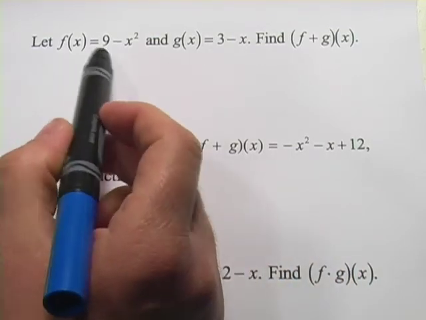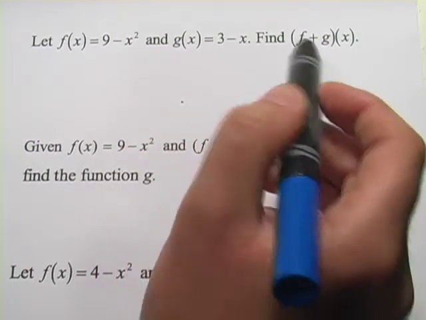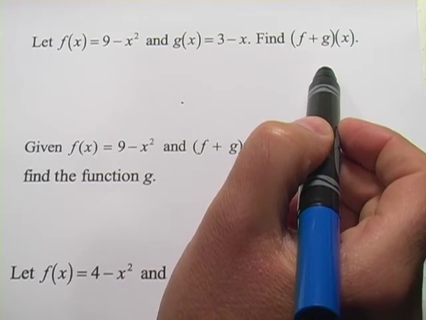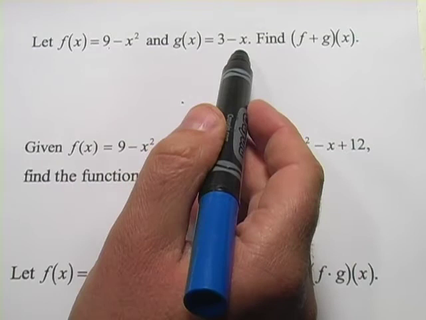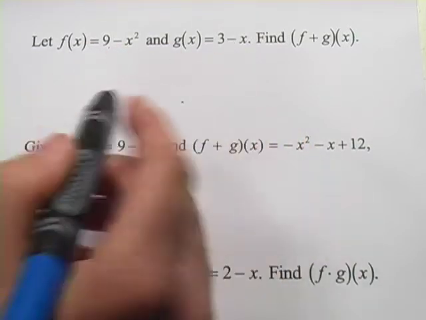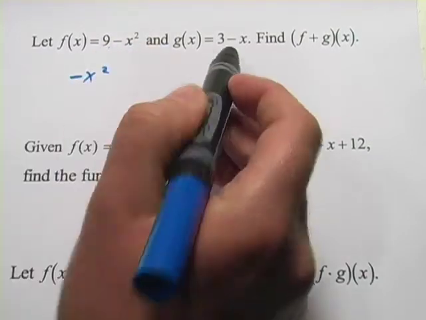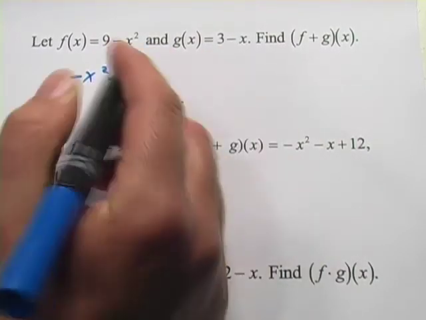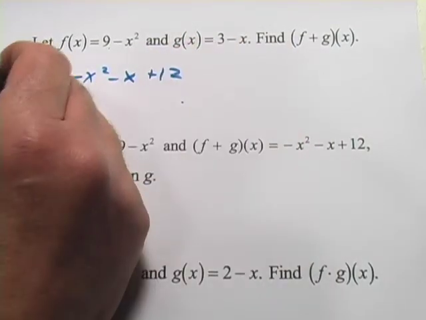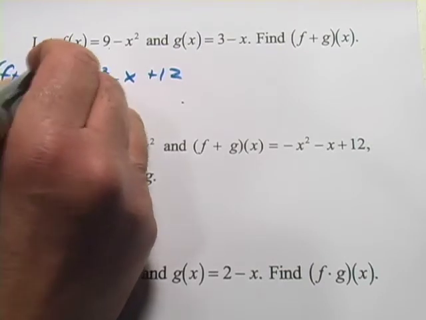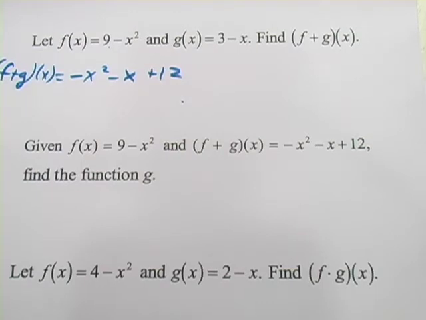This first one, we have f of x is 9 minus x squared, g of x is 3 minus x, and it says find f plus g of x. Well, all you really have to do is add these things together. So it's 9 minus x squared plus 3 minus x. I like to do this from the highest term down. I would start with negative x squared. I'm going to add in my negative x, and then I'm going to add in my 9 and my 3. Well, together that makes 12. So f plus g of x equals negative x squared minus x plus 12.